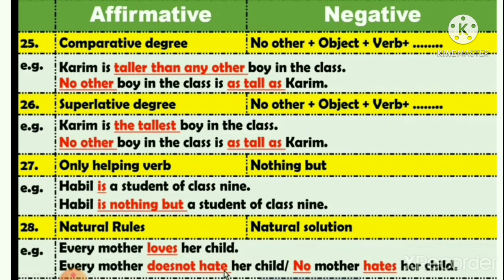Habil is a student of class 9, so there is only a helping verb, so Habil is nothing but a student of class 9. The natural rules, some we can change in this way. Every mother loves her child, so we can change into opposite word. Every mother does not hate her child, or no mother hates her child.